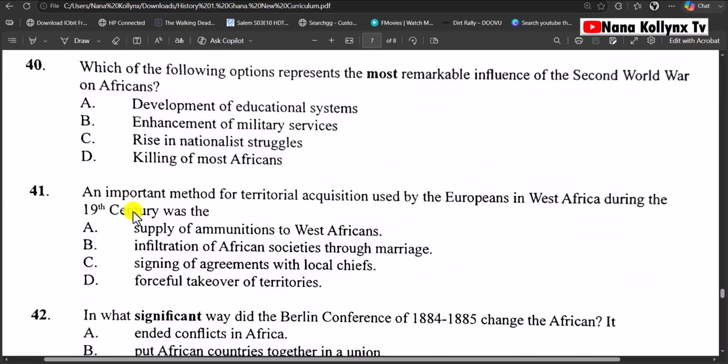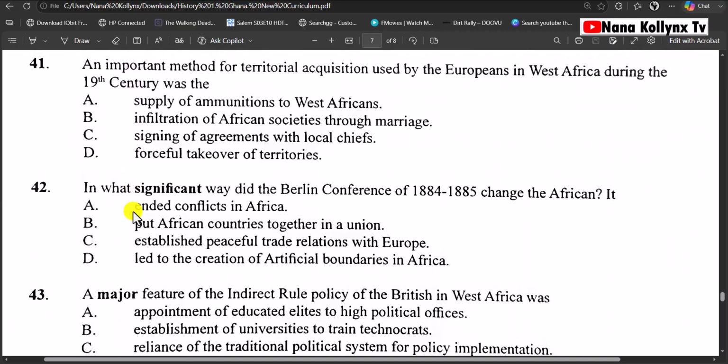Let's move on to 41. An important method for territorial acquisition used by the Europeans in West Africa during the 19th century was the. Number 42. In what significant way did the Berlin Conference of 1884 to 1885 change the African?